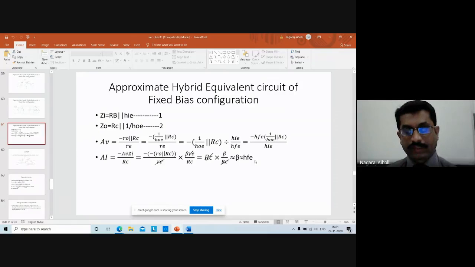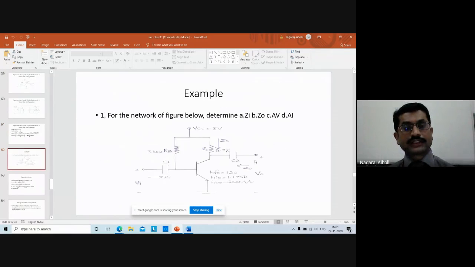Yes, sir. Okay. Then write down this example. For the network of figure below, determine Zi, Z0, AV, and AI. Note down the circuit also.